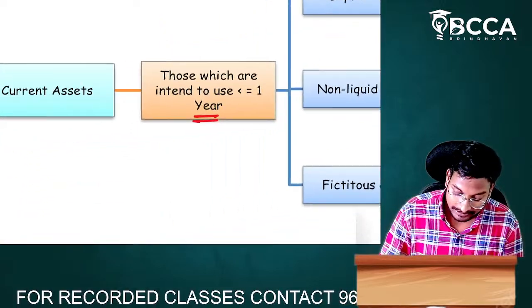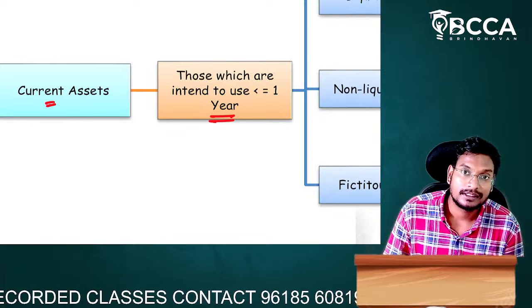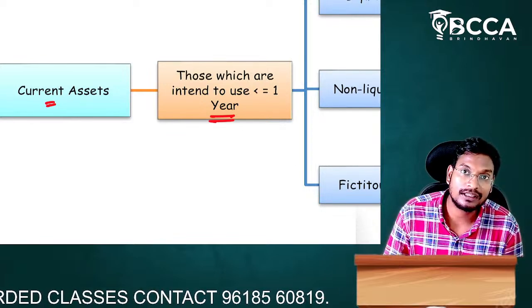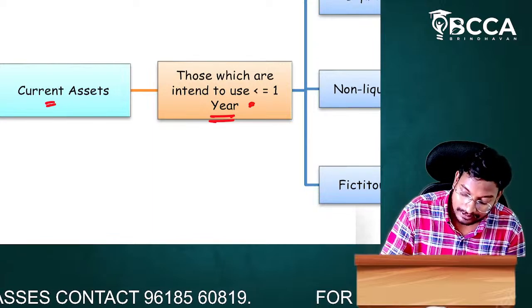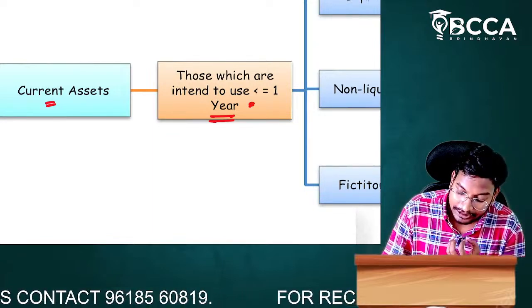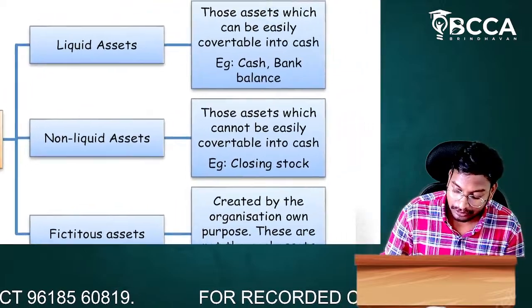Next one we are going to discuss is current assets. Current asset means the benefit is less than 1 year. Here they are saying those which are intended to be used for less than 1 year. Again, the current asset is also classified into how many types, sir?